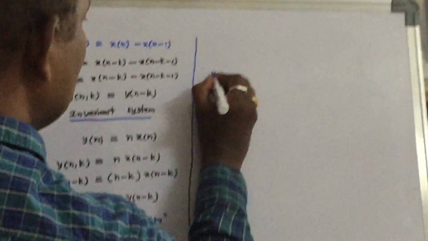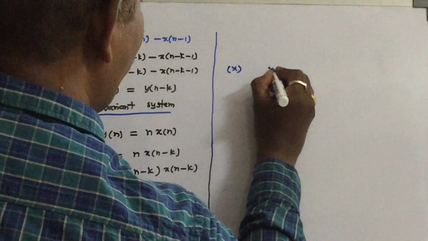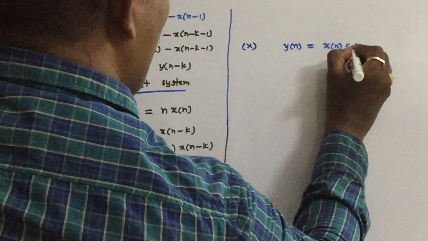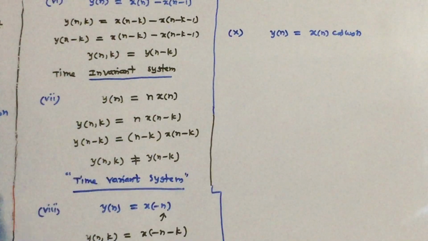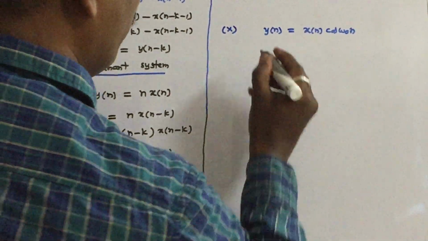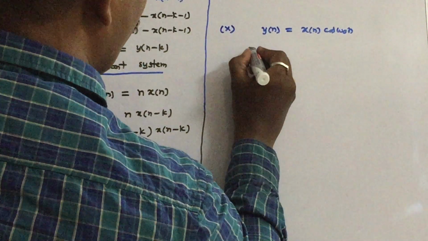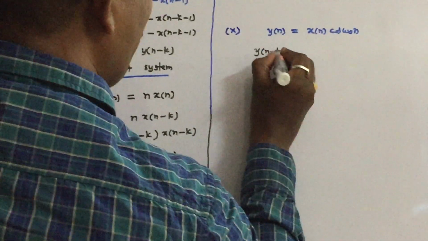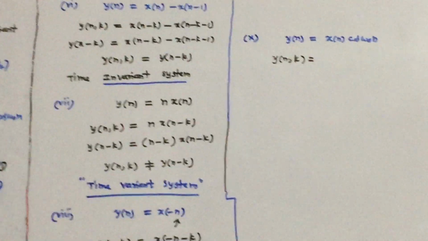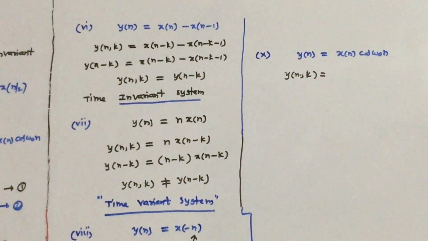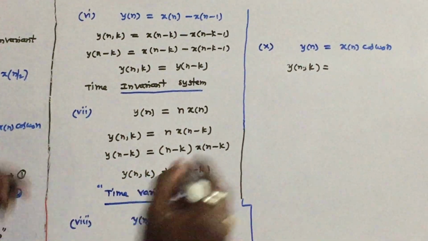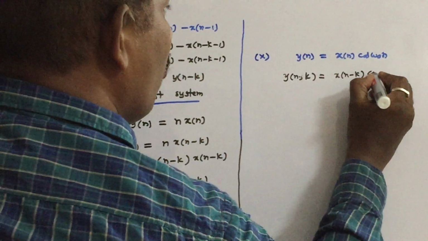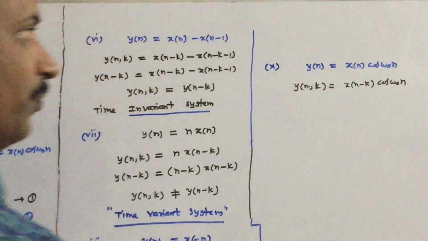So let us see the next problem, the 10th. y of n is equal to x of n into cos omega 0 n. First let us delay the input. So y of n comma k is equal to x of n minus k into cos omega 0 n.